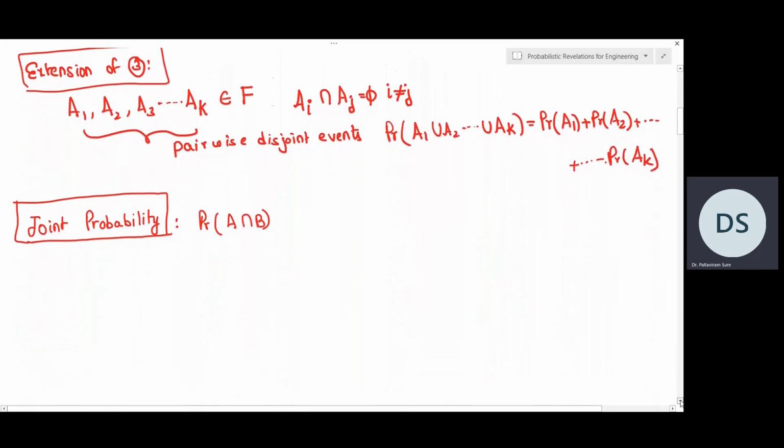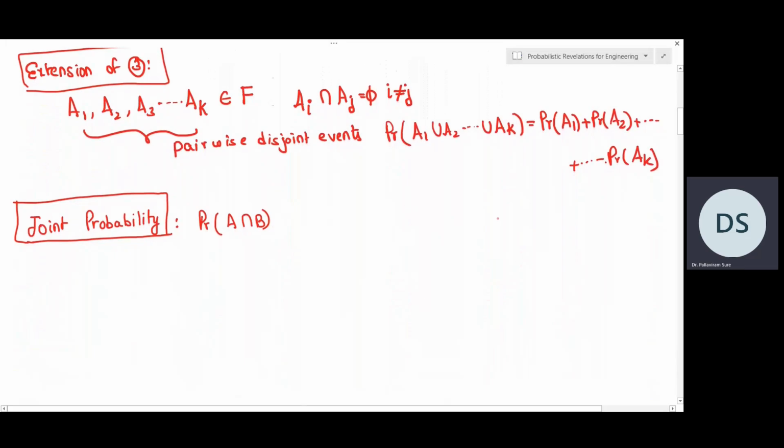So joint probability stands for any two events A and B, if they belong to the event space, probability of A intersection B. This is called as a joint probability. So in this video, let us explore this joint probability in slight more detail.